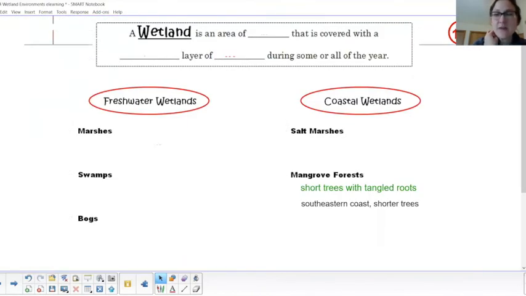And the last one is mangrove trees, and these are amazing. If you ever get to go down to Florida to the Everglades, you need to check out the mangrove forests. It's extraordinary. The images I'm going to show you do not do them justice. These are where short trees with really thick, tangly roots exist. They're found usually along the southeast US coast, and they're going to look like this.